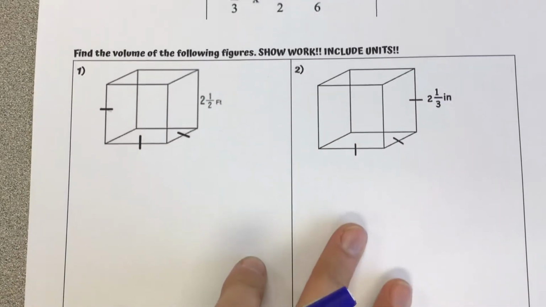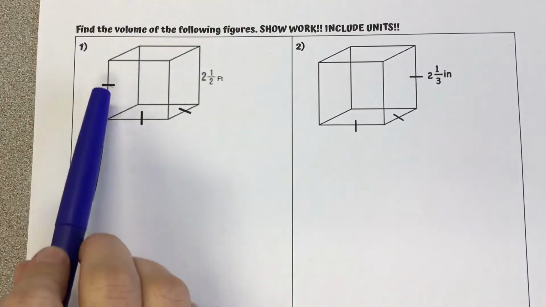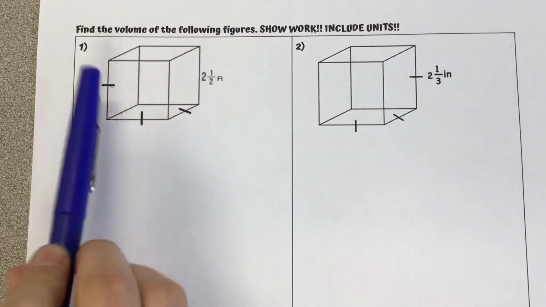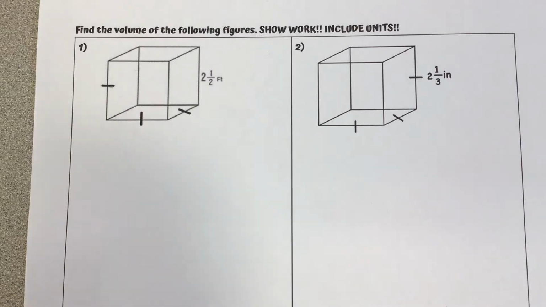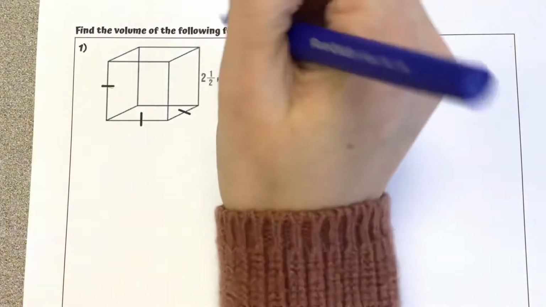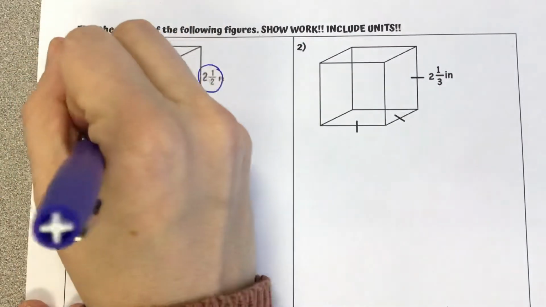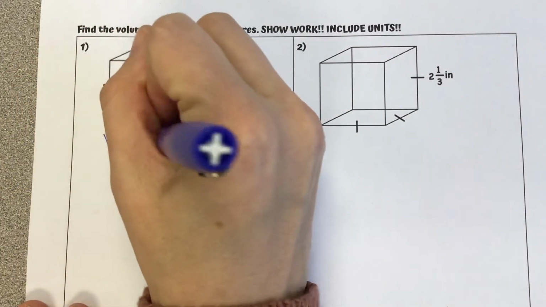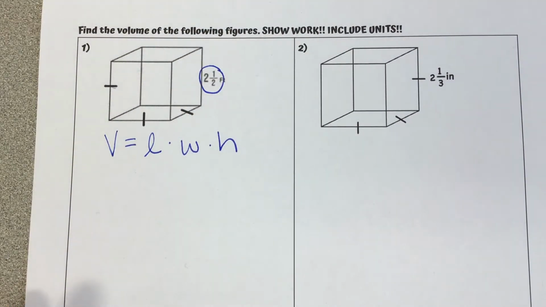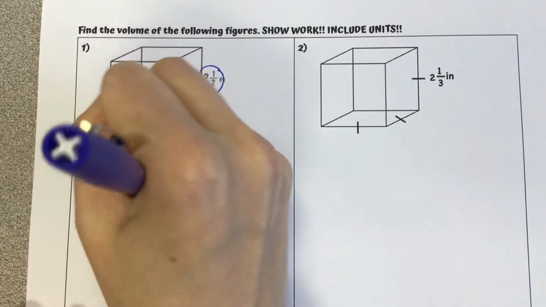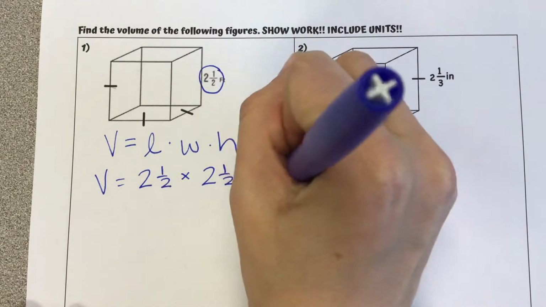So let's look at some cubes to begin with. How do I know that these are cubes? For number 1, we have these 3 tick marks. That tells me all 3 dimensions, we only have 3 dimensions in a 3-dimensional shape, are the same measure. So if this side length is 2.5, that means every single side length is 2.5. So for my volume, which is length times width times height, 2.5 is the length, the width, and the height. So volume is 2.5 times 2.5 times 2.5.